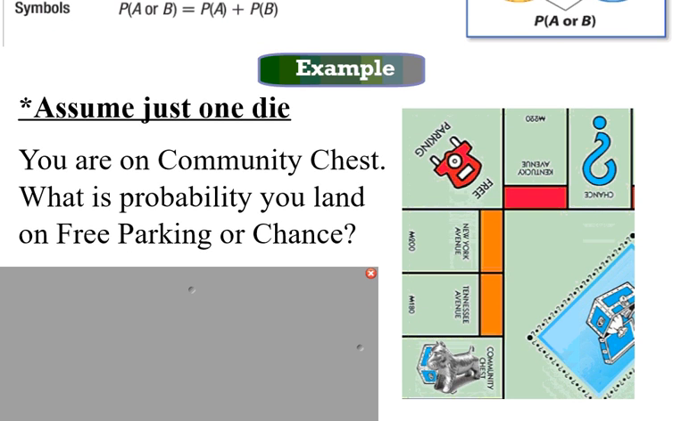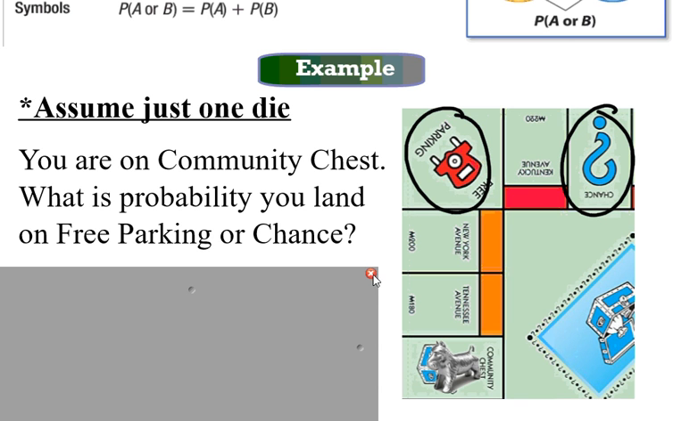For our sake, just to simplify it, we're just going to assume that you roll 1 die. So let's say you're currently on Community Chest right here. What is the probability you land on free parking or chance? So you land on free parking or chance. Well, what do you need? You need the probability of rolling a 3 or the probability of rolling a 5.